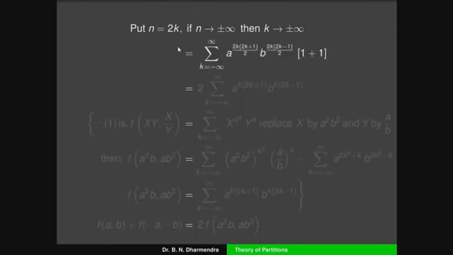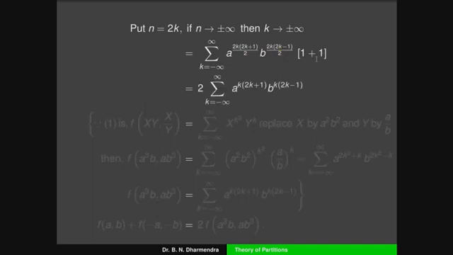So therefore that can be written as k running from minus infinity to plus infinity a to the power of 2k(2k+1)/2. Here the 2 gets cancelled, in both the numerator and the denominator. Also b to the power of 2k(2k-1)/2, where again the 2 cancels, into 1 plus 1, because (-1) to the power of 2k is 1. So 1 plus 1 is equal to 2, and we can take it outside the series.